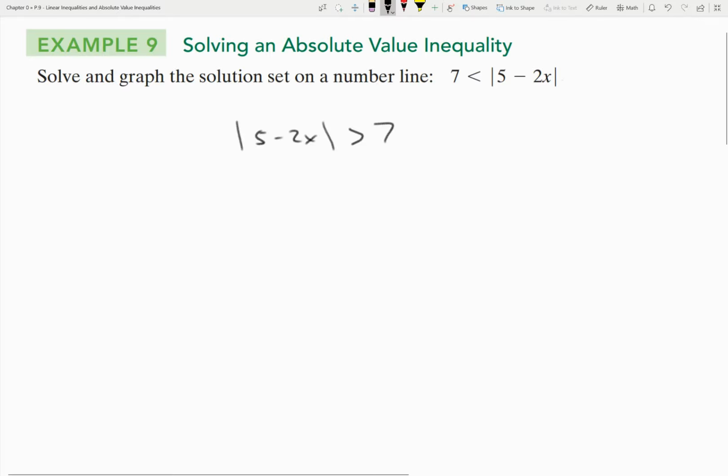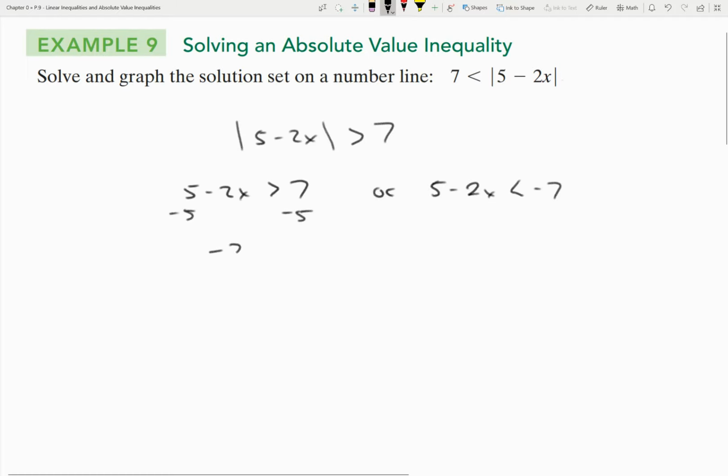Now there's no way to combine these two. We just solve it twice, and it's greater than, so we put the word or. 2x is less than negative 7, right? And that's my method to solve these: I use the positive case with the same sign, the negative case with the opposite sign.